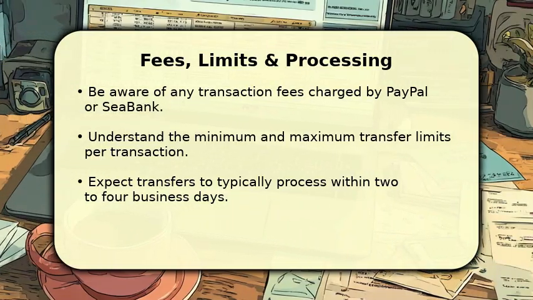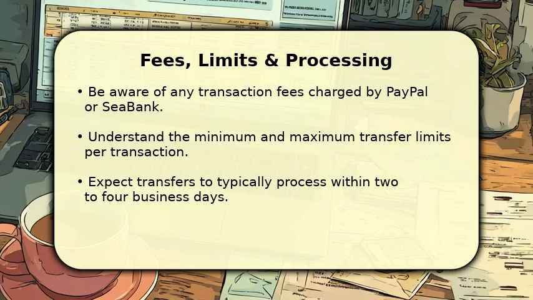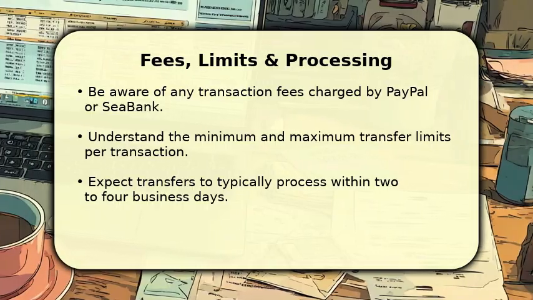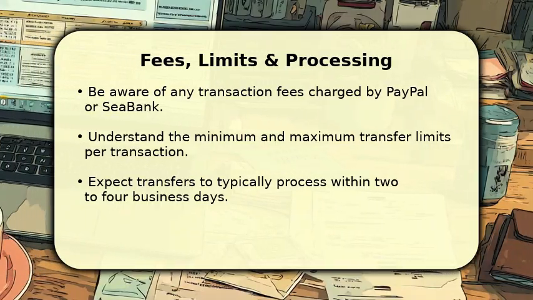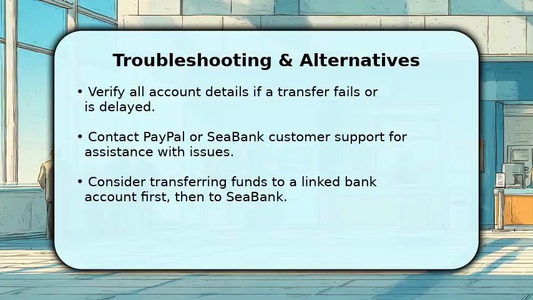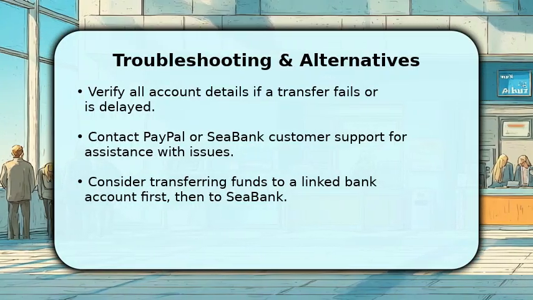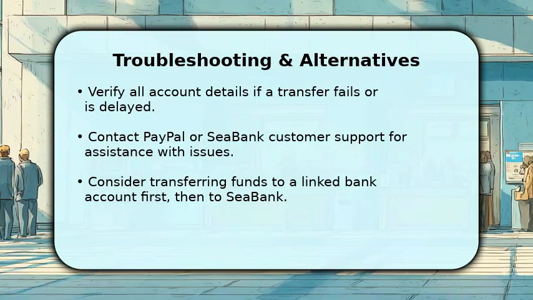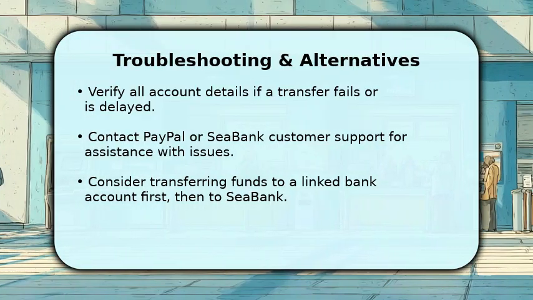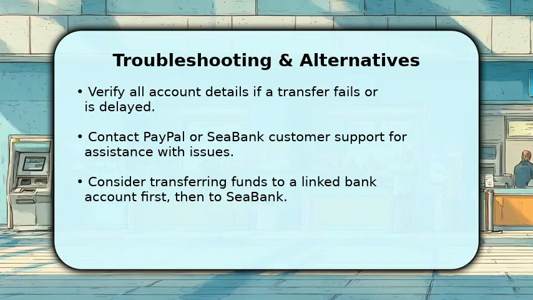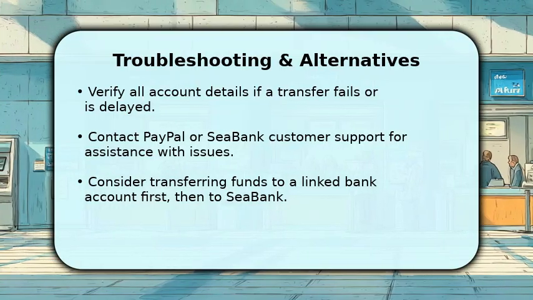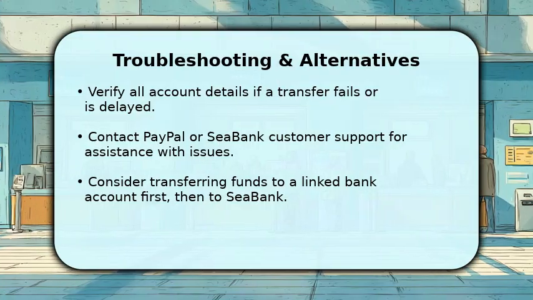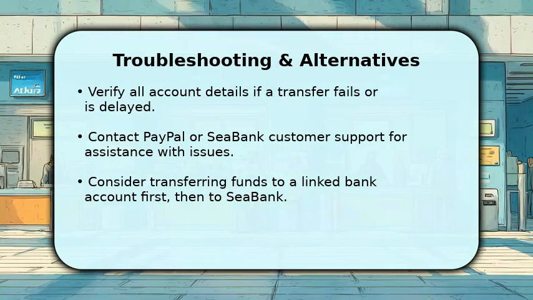Expect the transfer to generally take between 2 to 4 business days to reflect in your SeaBank account, though this can sometimes extend due to bank holidays or processing times. If you encounter any issues, first double-check all the entered account information for any discrepancies. A single incorrect digit can cause significant delays or even failed transfers. If the problem persists, do not hesitate to contact PayPal's customer support or SeaBank's help desk for direct assistance.